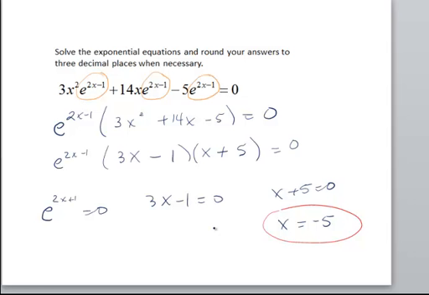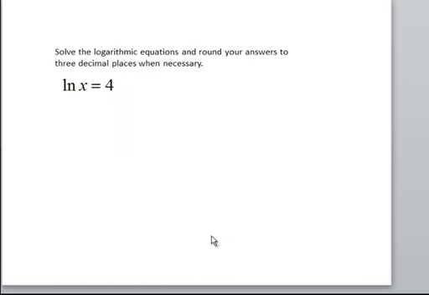Over here, 3x minus 1 equals 0. You should be able to do these steps in your head. You're going to add 1 to each side, divide by 3. So x is equal to 1/3. Now we got another solution. How about over here? e to the 2x minus 1 is equal to 0. That's right. It can never, ever equal 0. It does not give us any additional solutions. So I have two solutions. x is equal to 1/3 and x is equal to a negative 5.